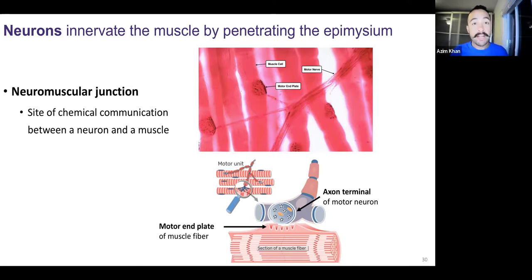What we're going to talk about now is what caused that to happen in the first place. How did the sarcoplasmic reticulum know that it needed to release calcium ion into the sarcoplasm to cause these events?